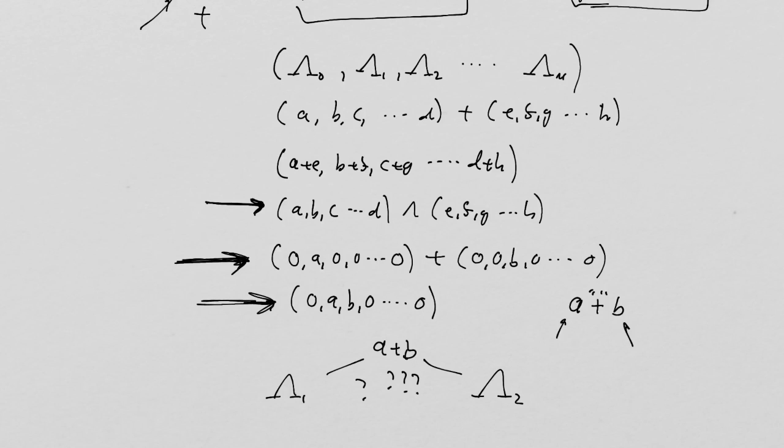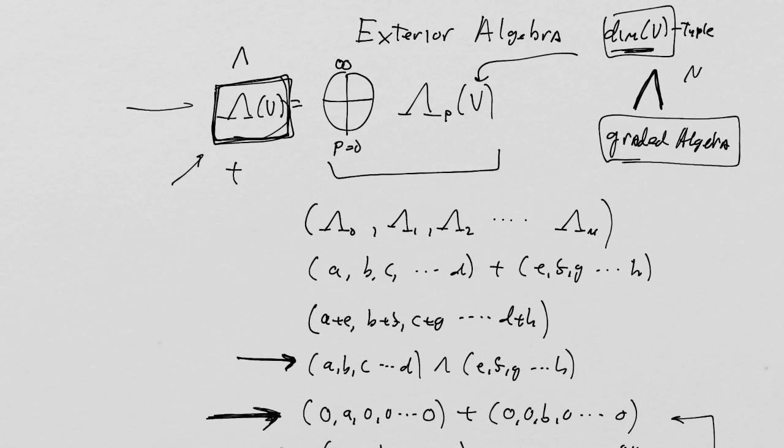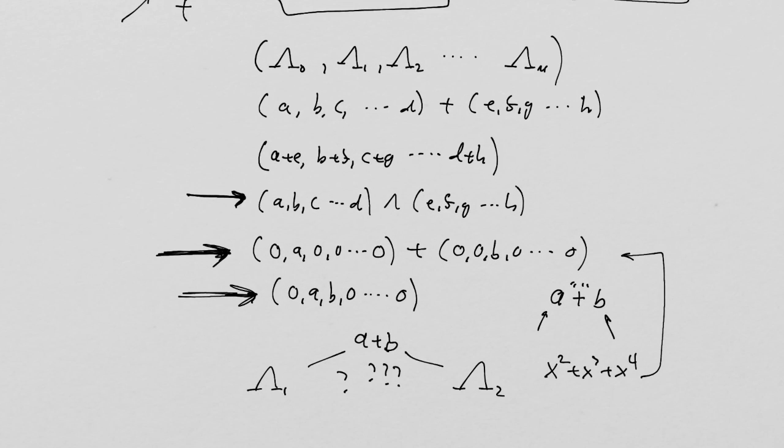But this is exactly how you would add polynomials. Remember, x squared plus x cubed plus x to the fourth. You can't really add those together. But you could create polynomial addition in exactly the same way as you create this sort of addition. And in fact, polynomial addition has the exact same structure as this, and it's also a graded algebra because you can multiply polynomials the same way. I mean, you can multiply polynomials just as you can wedge together these guys. Now, polynomials go on forever, right?